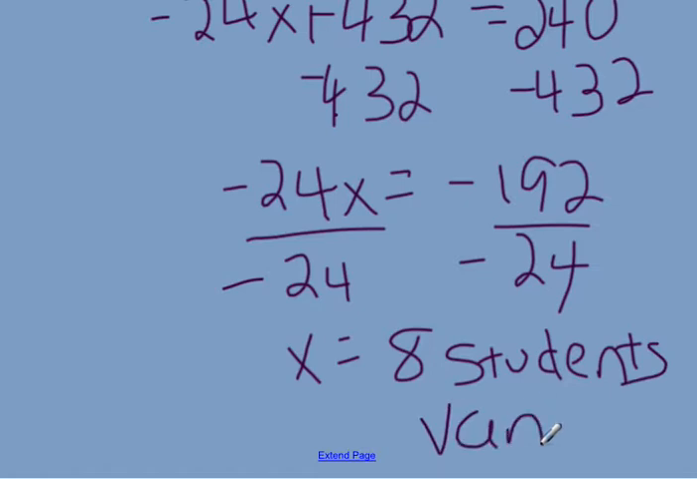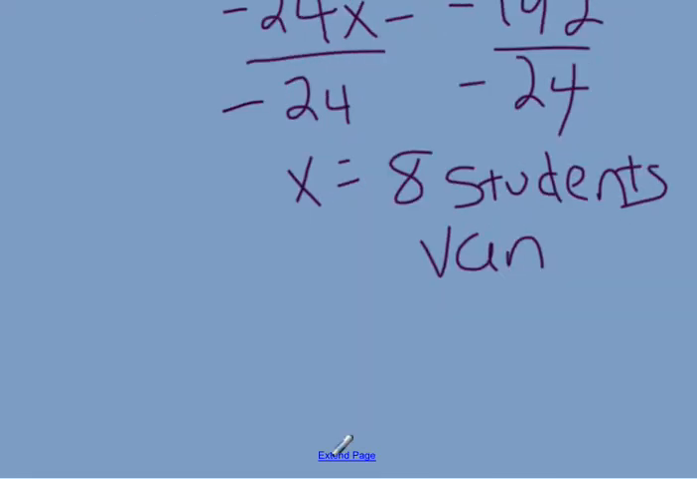So then I take a look at the y, and I already solved one of those equations for y. I got y is equal to negative 4x plus 54. So I'm going to go ahead and plug in 8 for x.